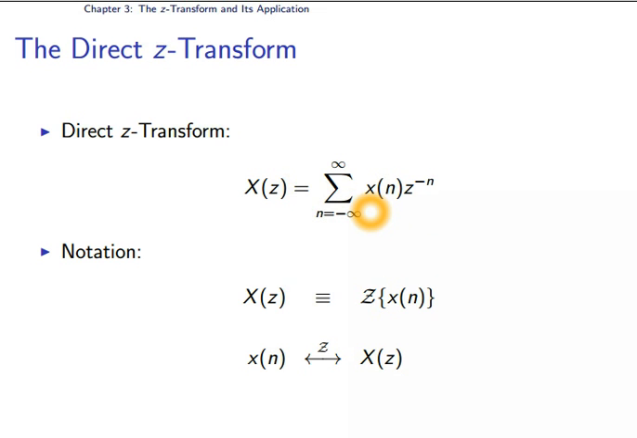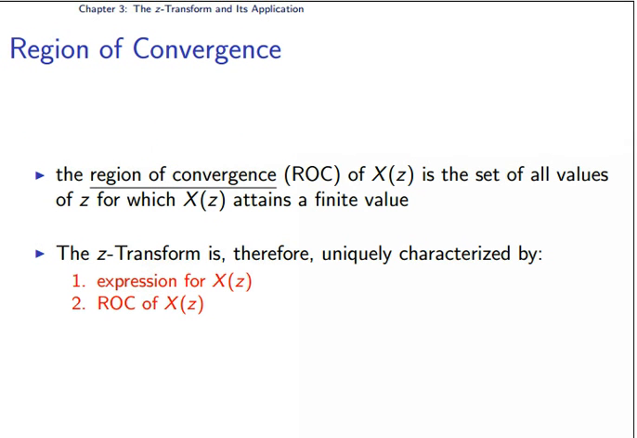So here it's an infinite power series. It exists only for those values of z for which the series converges. So we'll call it the region of convergence. The region of convergence of x of z is the set of all values of z for which x of z attains a finite value. So we can call that region the region of convergence.